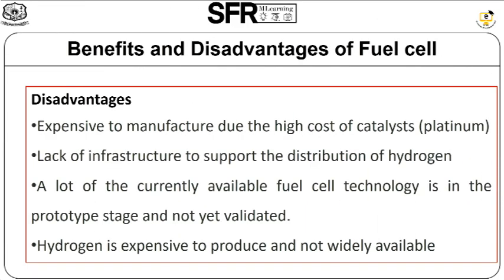So, disadvantages. It is expensive to manufacture due to the high cost of catalysts. There is a lack of infrastructure to support the distribution of hydrogen. A lot of currently available fuel cell technology is in the prototype stage and not yet validated. Hydrogen is expensive to produce and not widely available.